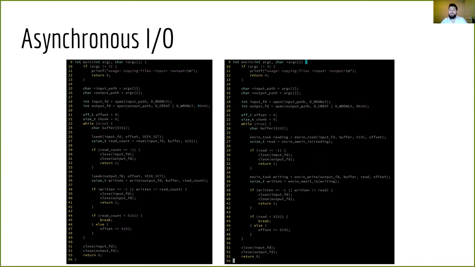We noted that Encin also provides an asynchronous I/O interface. In this code, on both the left and right-hand side, we can see an example file read and write operation. The code on the left-hand side is made with regular system calls. The code on the right-hand side is the one that uses Encin. Notice that the code is completely identical, excluding the system calls replaced with Encin calls.